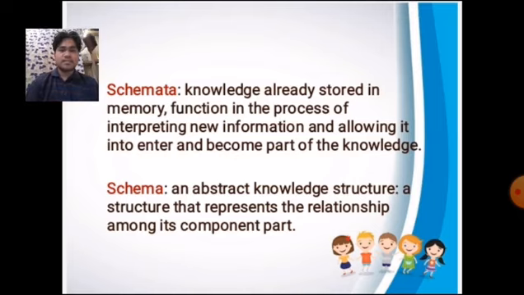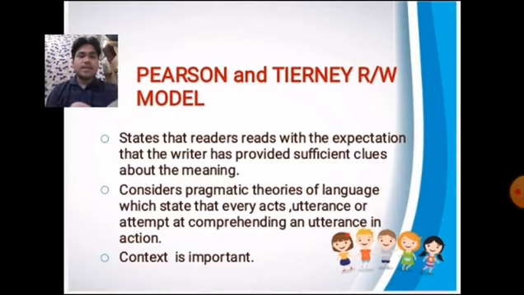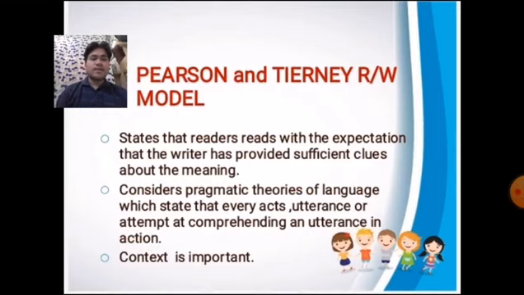So the next is schema, an abstract knowledge structure, a structure that represents the relationship among its component parts. Okay, so schema is an abstract knowledge. For example, vocabulary. When you learn new vocabulary or information, we store it in our schema. Okay, so now let's proceed to the Pearson and Tierney reading and writing model.